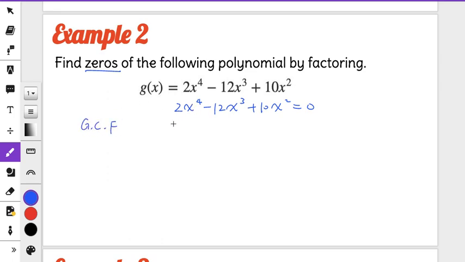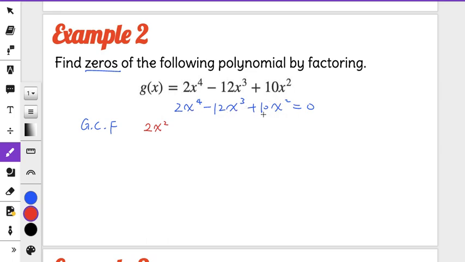But when you use GCF, you always want to check 2 things, variables and coefficients. So for your coefficients, there are 2, -12, and +10. They're all even numbers, so I know I can take 2 out of this. And for the variables, you can always look for the lowest exponent. They all have x, and the lowest is x to the second. So I'm going to take this out, which means every single one can have a factor of x squared.